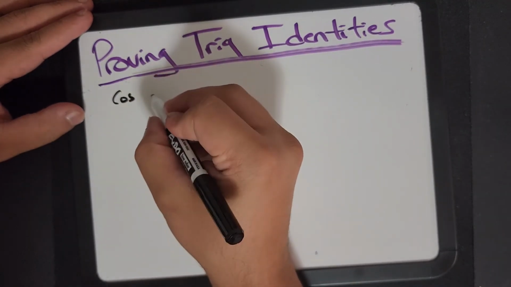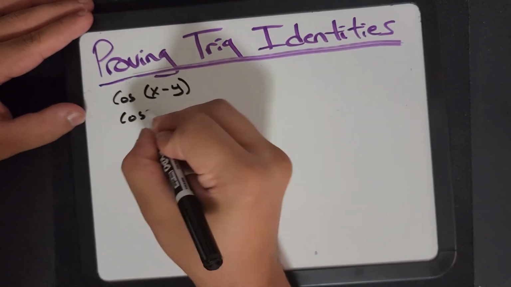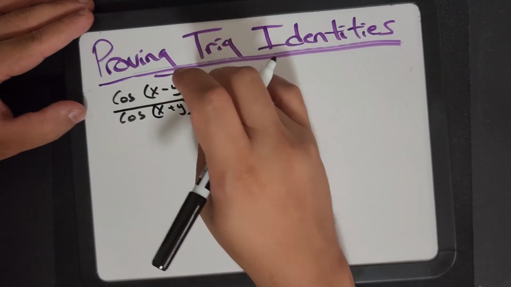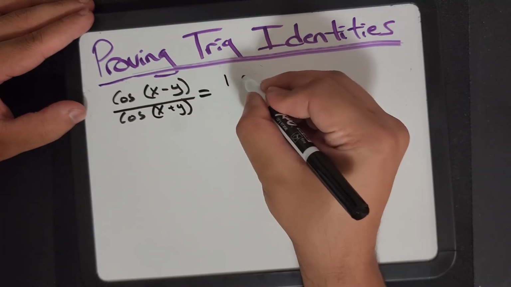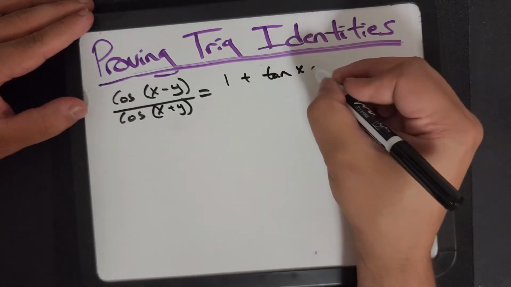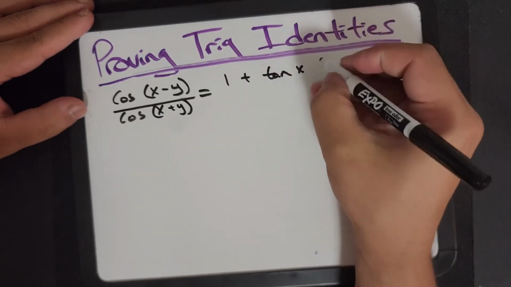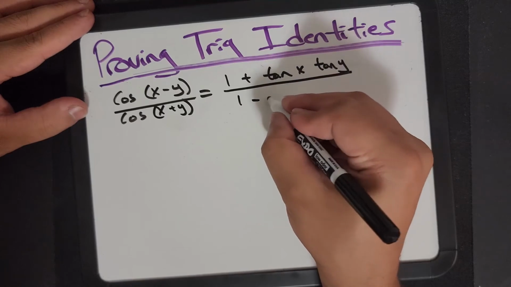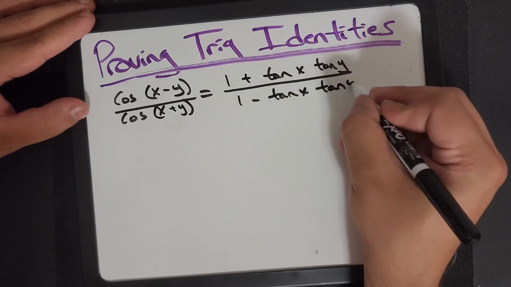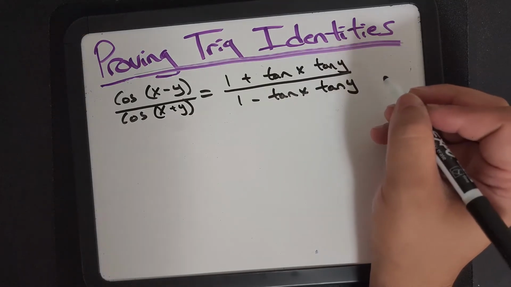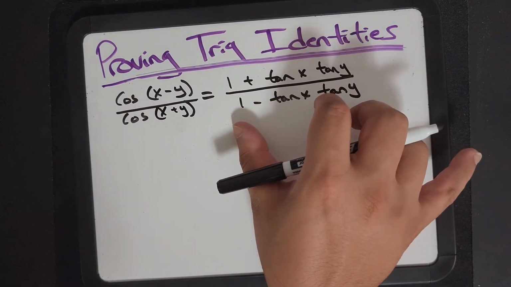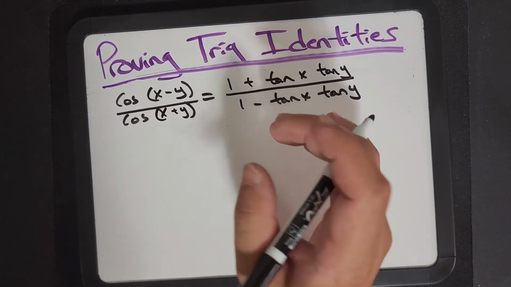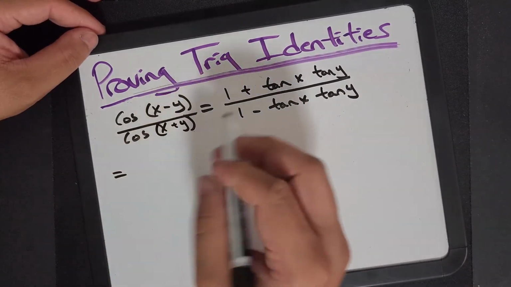Let's try cos(x minus y) over cos(x plus y). Let's try to prove this is equal to (1 plus tan x tan y) divided by (1 minus tan x tan y). So let's look at the right side alone. So let's try expanding this. I'm going to look at just this side.